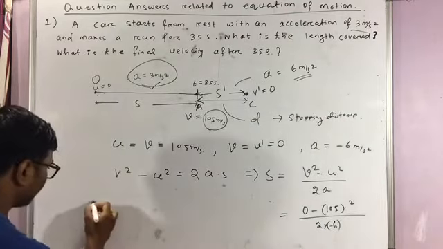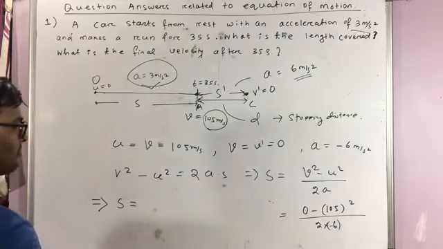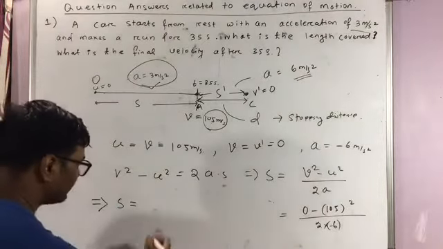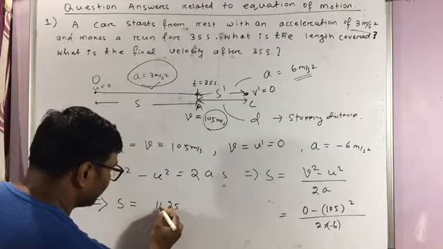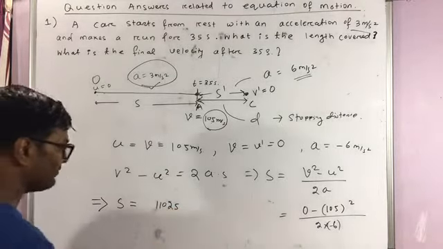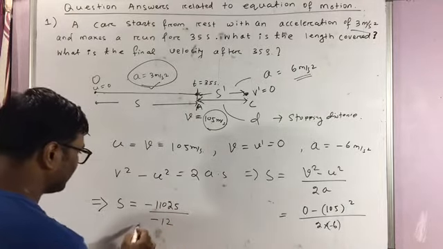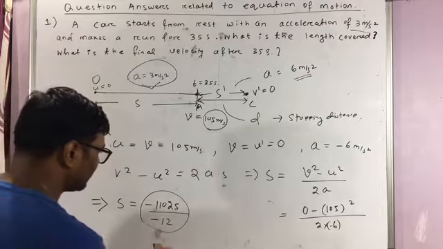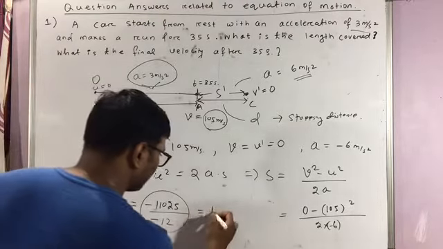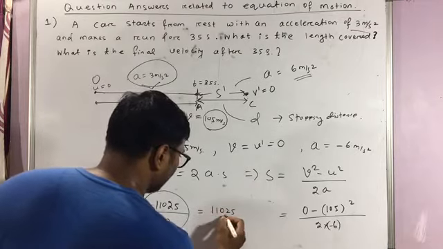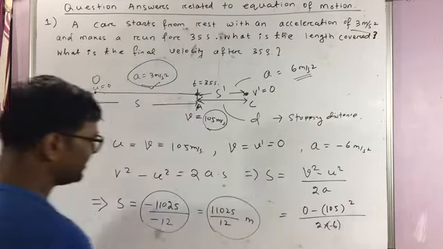So s is equal to 105 square, that is 11025, with minus divided by minus 12. If you calculate, minus minus gives plus. So 11025 by 12 meter is your stopping distance.